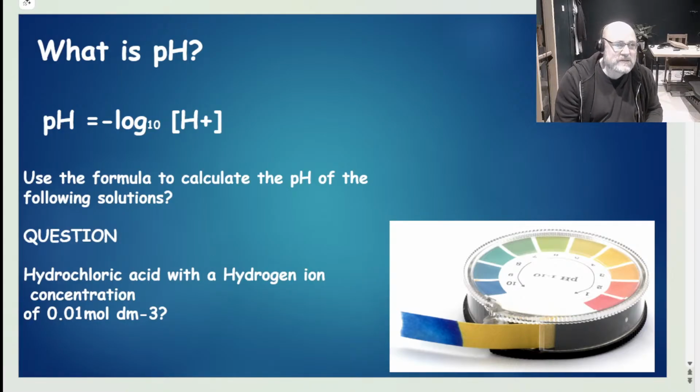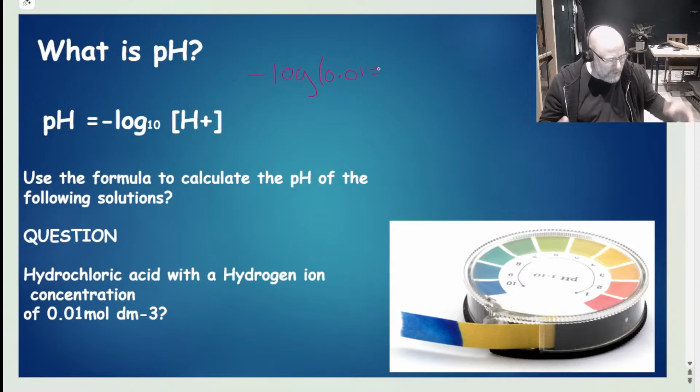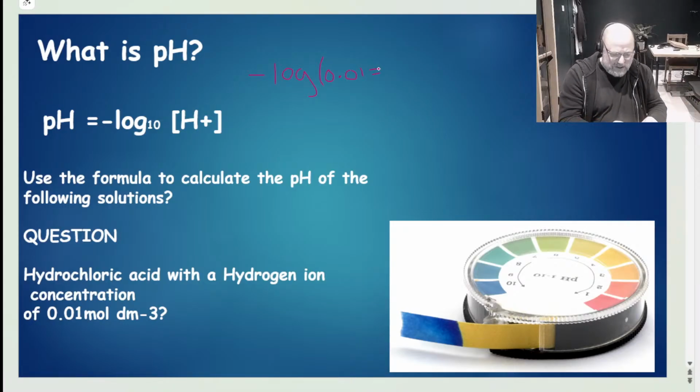If you haven't got a calculator, you need to grab it, because you'll need it for the questions in today's lesson. You just press minus on your calculator, then the log button, and if the hydrogen ion concentration is 0.01, you literally put in 0.01 and press equals, and you will get the correct pH. So minus log 0.01, and you should get a pH of 2.